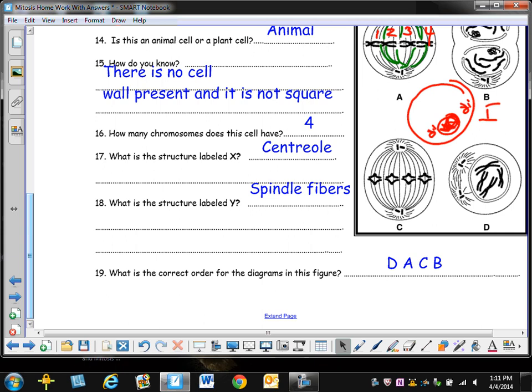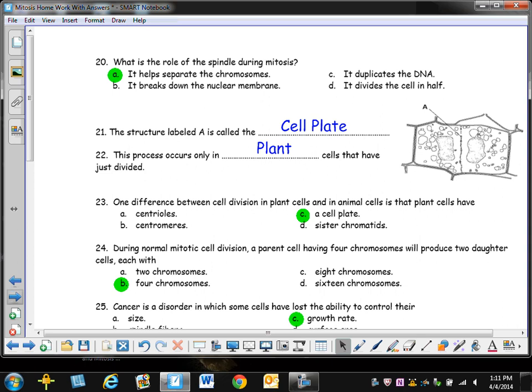What is the correct order for the diagram in this figure? D, A, C, and B. What is the role of the spindle during mitosis? It helps separate the chromosomes. The structure labeled A is called the what? It's the cell plate. And again, we're not talking about the equator here. We're talking about this line, and that is the cell plate. This process occurs only in plants that have just divided.